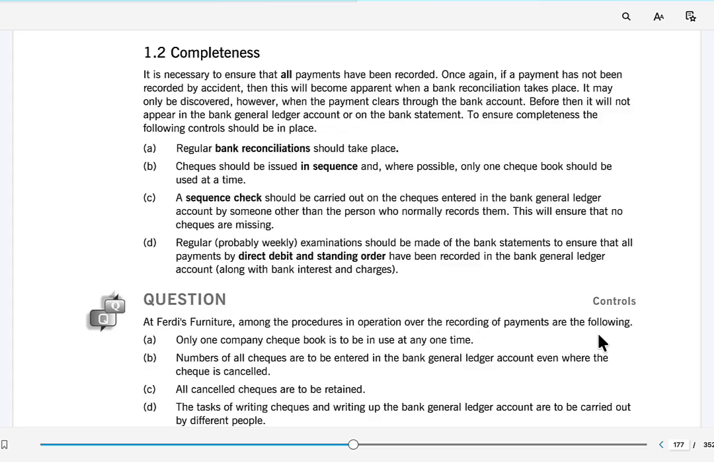Imagine this situation. A business has these automatic payments. Rent paid by standing order every month. Telephone bill paid by direct debit. Electricity bill paid by direct debit.